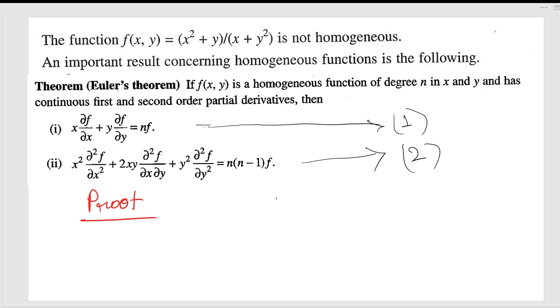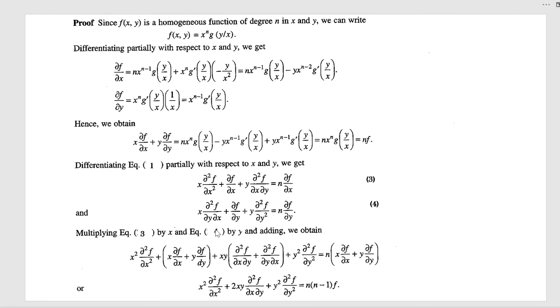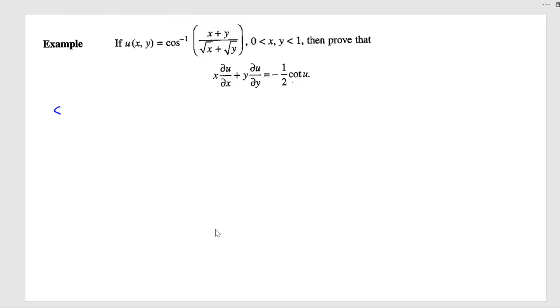Anyway, that is not our main goal. If a function f of x, y is a homogeneous function of degree n, then the first order partial derivatives will satisfy this relation, and the second order partial derivatives will satisfy this relation. The proof is included here, although it is not part of our syllabus, but interested students can go through it. If you don't understand, tell me, I will explain.